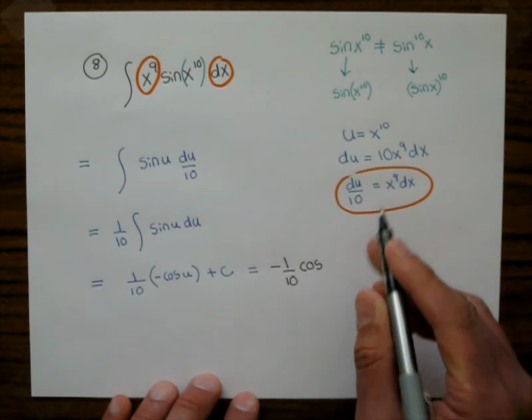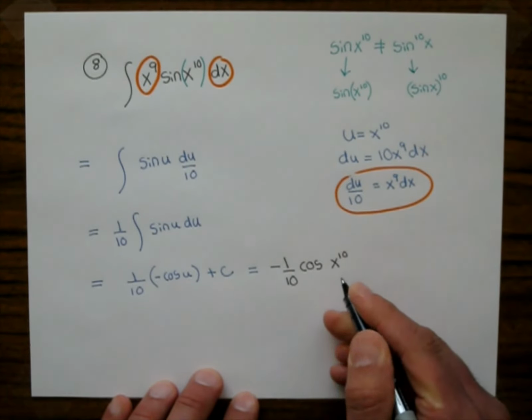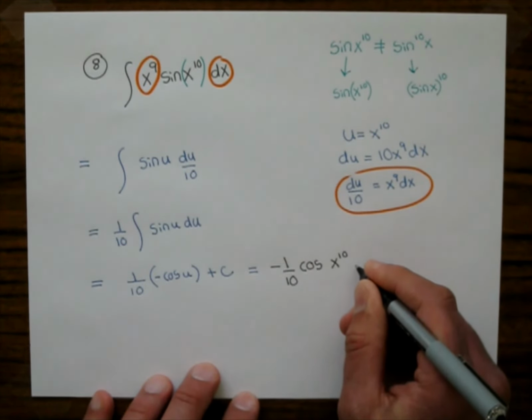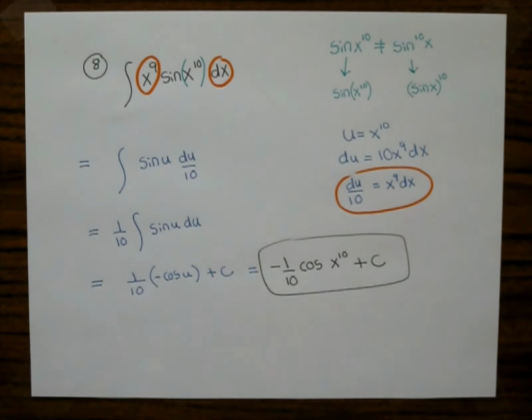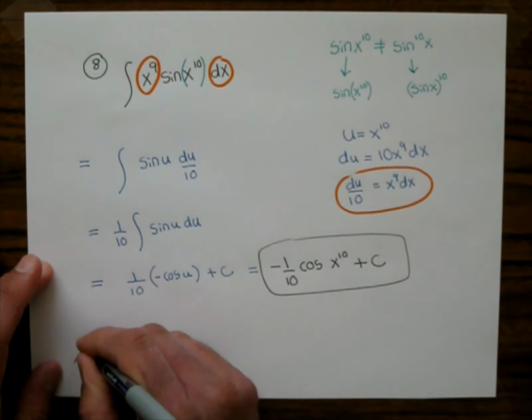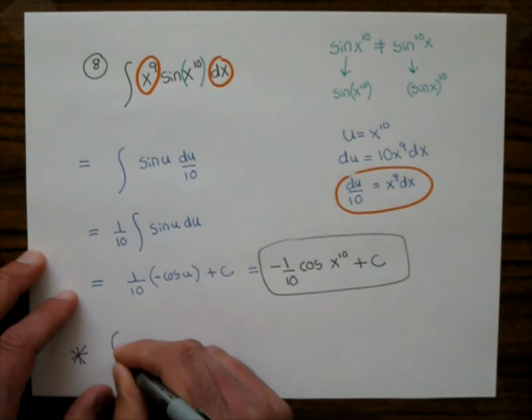u in this problem is x to the 10th. You can put parentheses around that x to the 10th if you're feeling a little insecure. And then I have a plus c. That completes the problem. This one, I probably would eyeball it if I was just doing this on my own, because I have this right here.